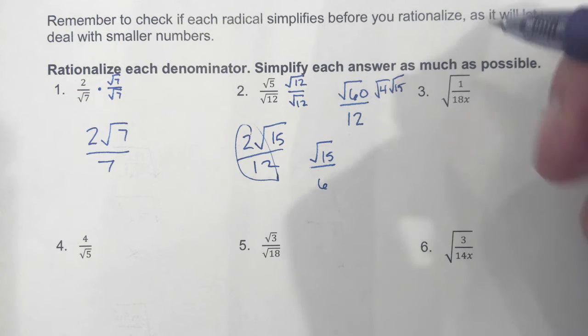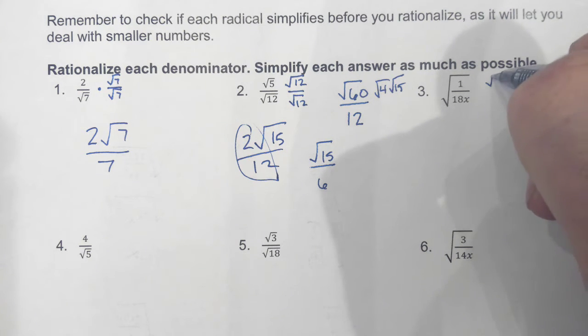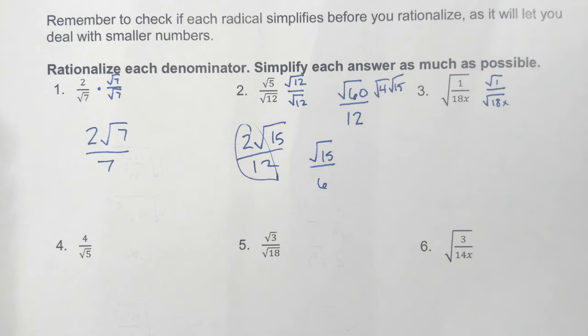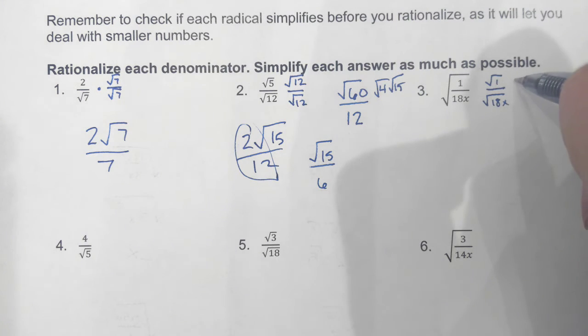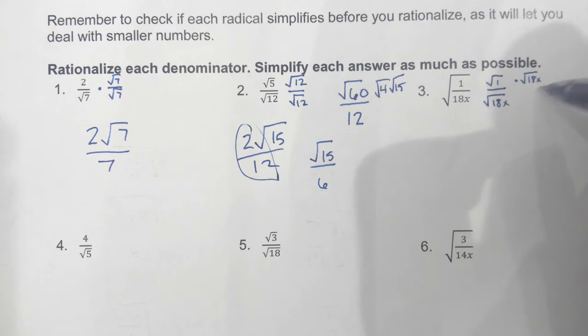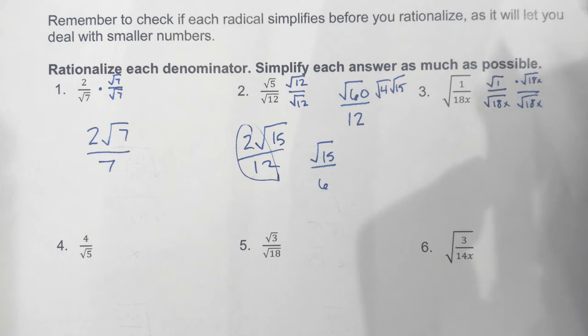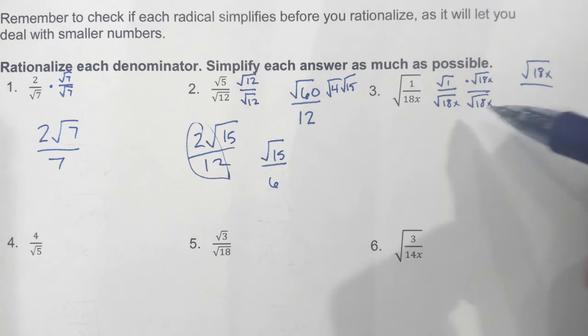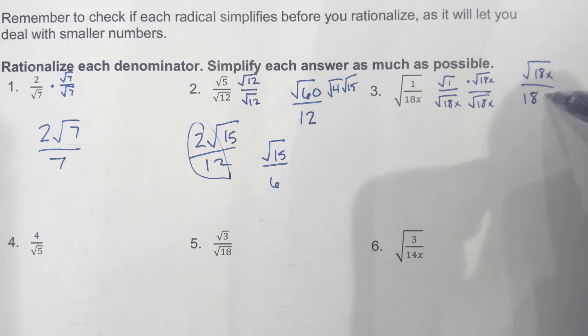Okay, number 3 here. On top, we have the square root of 1. On bottom, we have the square root of 18x if we separate it out. How do we get rid of that radical? We multiply the top and bottom by that radical. So on top, what's 1 times 18x? Still 18x. On bottom, what's the square root of 18x times the square root of 18x? It's 18x.